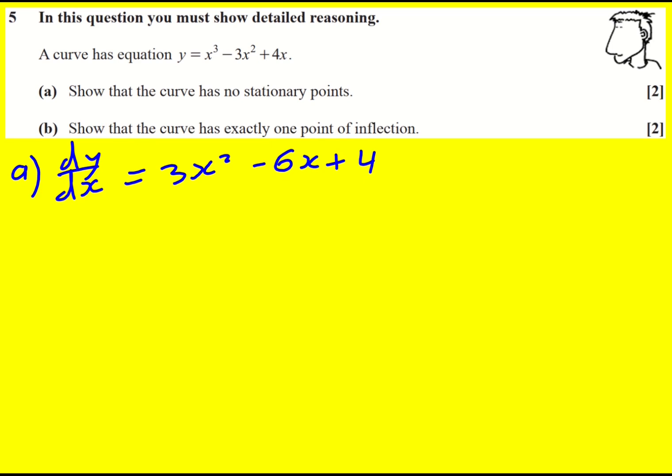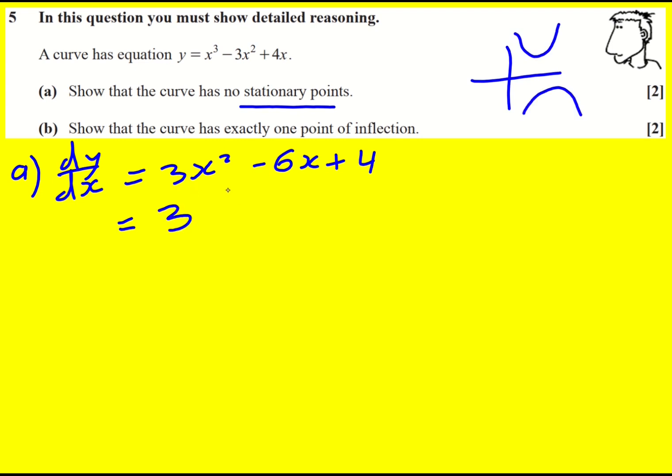I could try and set this equal to 0 and show that there are no roots. That is actually one way. Or, because I want to show there are no stationary points, that's going to be when it's always greater than 0, which is the same. When you have no roots, you're either like this or like this. We can see it's a positive quadratic.